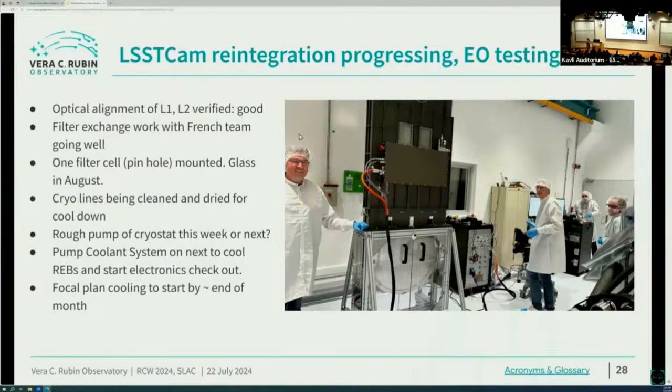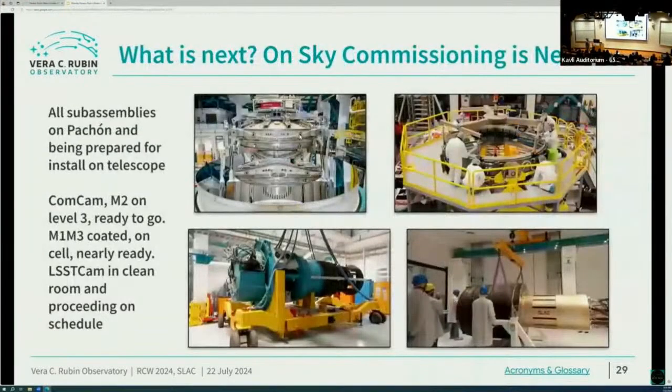The cryo lines, all important cryo system, is being assembled and pumped down in the lower facility, not on the telescope yet. And then soon we'll start up the pump coolant system and check out the readout electronic boards, and we'll be on our way. We hope that the focal plane cooling can start maybe by the end of this month, maybe a little bit later. Stay tuned.